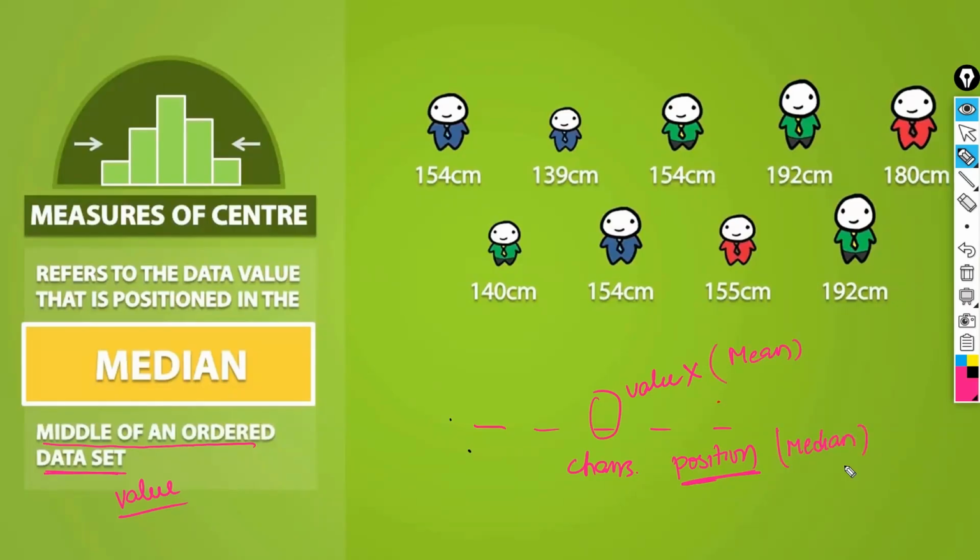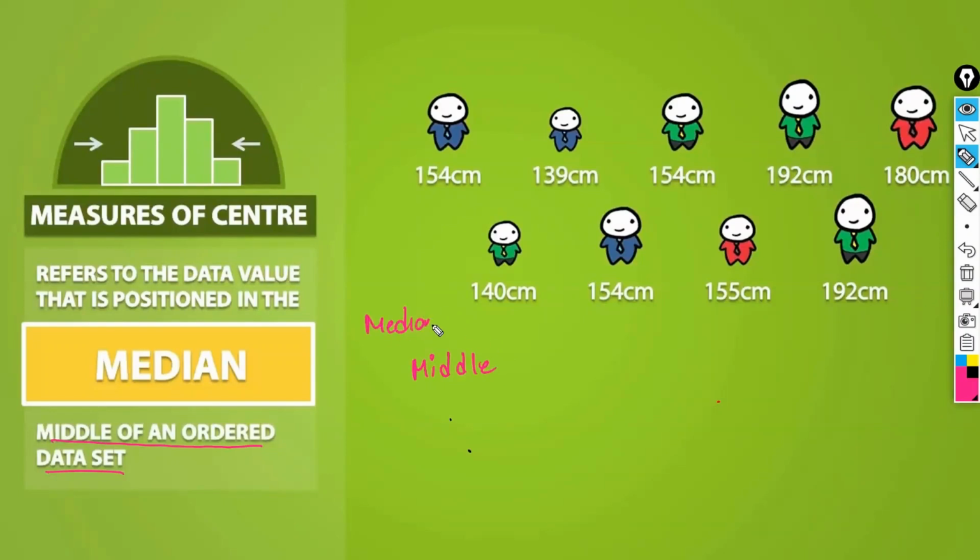In the center position, whatever the value is there, that value is called median, irrespective of whether it is a low value or high value. Sitting in the middle position, that is the thing. So median is the middle value of an ordered data set. Write in the notes what is meant by median. Median means center position value. Underline the position. Position is important for me, not the value. Whatever is there in the center position.